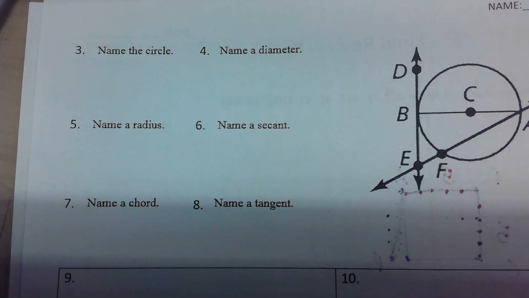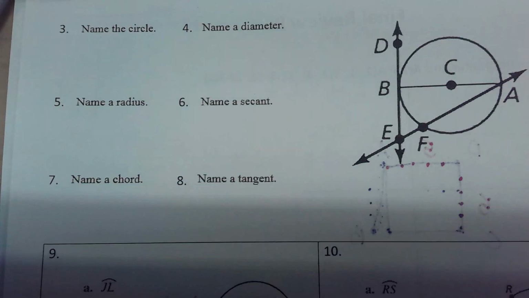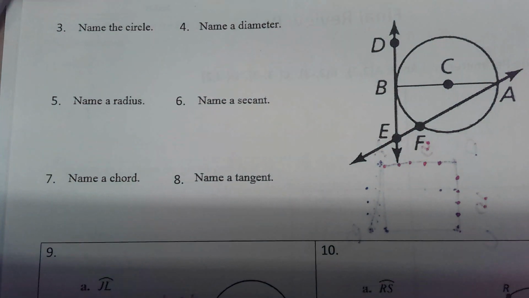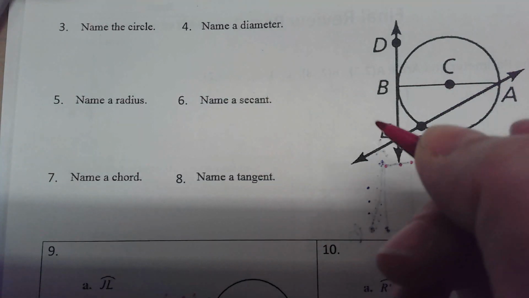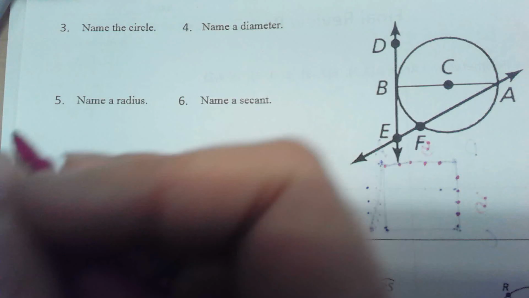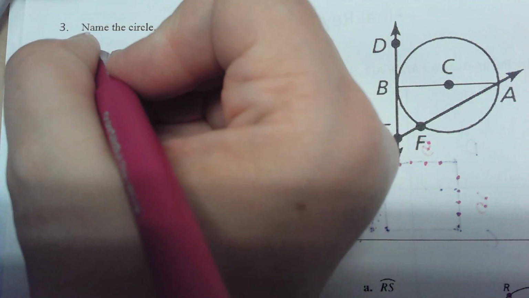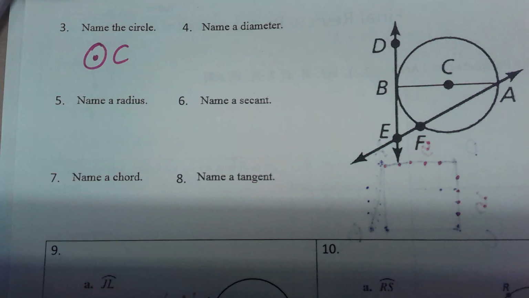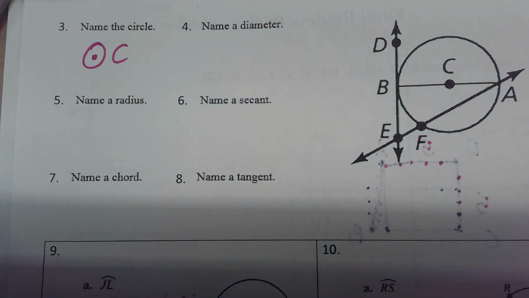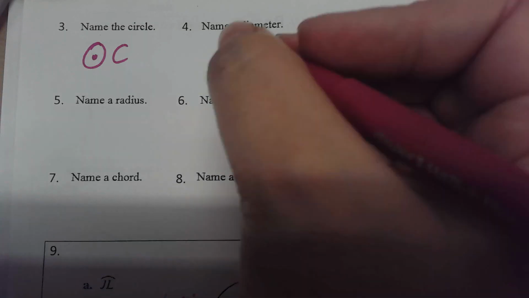Okay, circles. I love circles. Okay, it says name the circle. What's the name of the circle? C. So it's C plus U. Okay. What's the diameter? BA. So everybody should be writing this down.